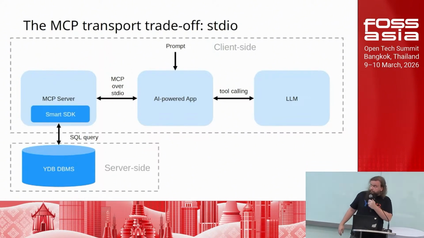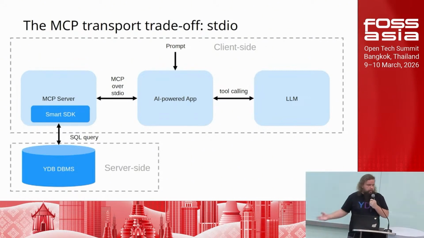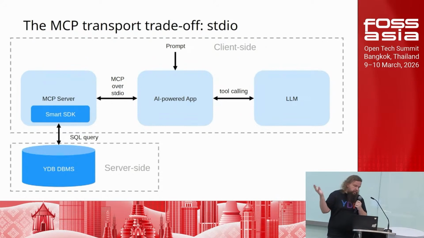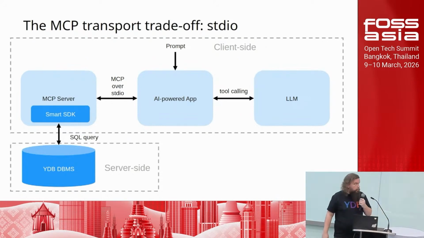And the other option is standard input, standard output. In this case, the MCP server, even though it's called the server, is technically running on the client side. Together with the application itself, usually it's spawned in a sub-process or something like this. And in this case, you can use whatever code is co-hosted with the application. In our case, it allowed us to use the smart SDKs supporting various authentication methods, routing queries across the cluster of database nodes and stuff like this, without re-implementing this logic again elsewhere.